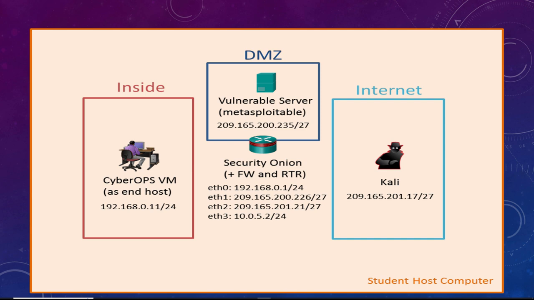This Security Onion also has the tools that we are going to use for analysis. It keeps all the records of what is going through and flowing from the Kali to the Metasploitable and to the CyberOps workstations. So we're coming back to this Security Onion to do analysis. It happens to be the device that is acting as a router as well as a firewall and also our security device. Okay.